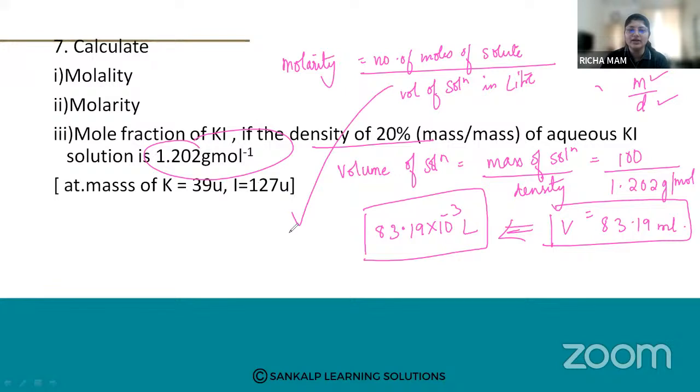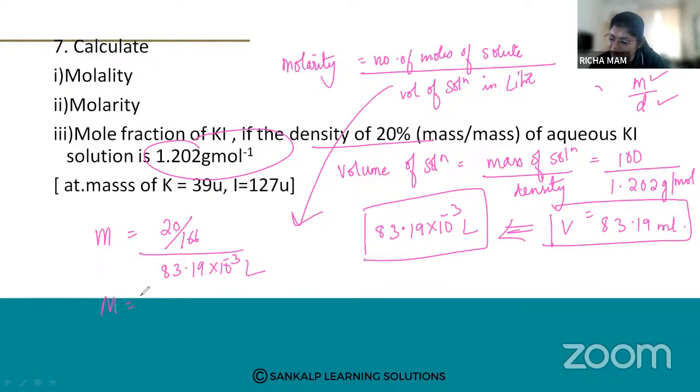Now use this formula. Molarity is number of moles of solute, which is again given mass upon molecular mass. So it is 20 divided by 166, and the volume of solution is 83.19 into 10 raised to minus 3 liters. So now you calculate the molarity and tell me.